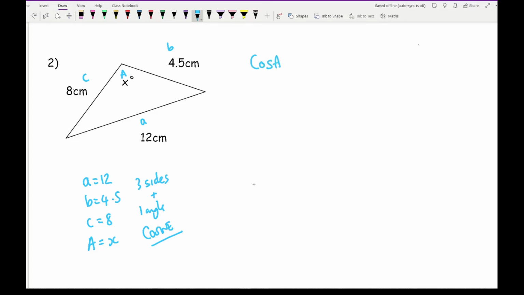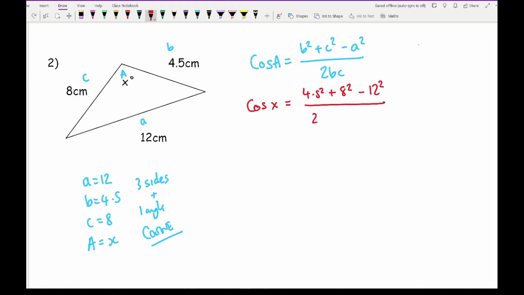And x is an angle, so the variation of the cosine rule I'm going to be using is cos A equals b squared plus c squared minus a squared all over 2bc. So substituting those numbers in, I get cos x equals 4.5 squared plus 8 squared minus 12 squared, all divided by 2 times b, which is 4.5 times 8.